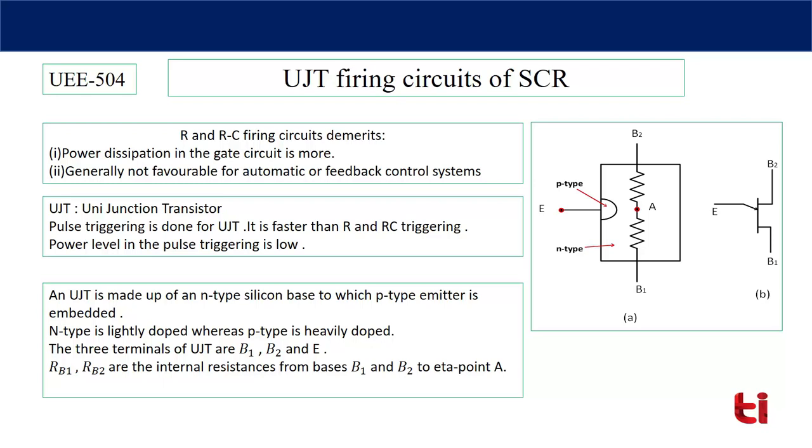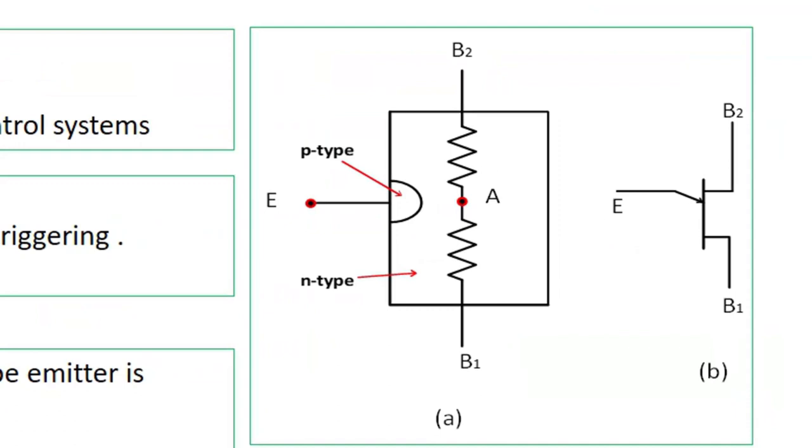First, why the name UJT? It is a Unijunction Transistor. You can see the diagram. Three terminals are there: emitter, base B1 and base B2. So two bases, one emitter. In this unijunction transistor, only one junction is there.